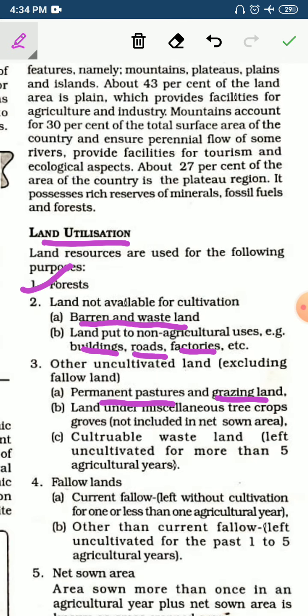So permanent pastures and grazing lands are those lands which are used for the grazing of domestic animals. But the main difference between these two is that permanent pastures are lands which are produced by intensive agricultural practices such as seeding, irrigation, using of chemical fertilizers, pesticides, etc., while grazing lands are naturally produced.